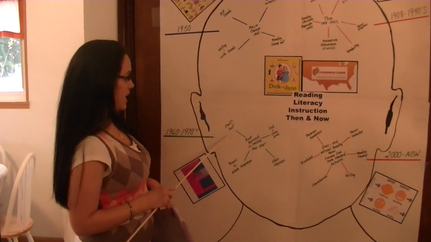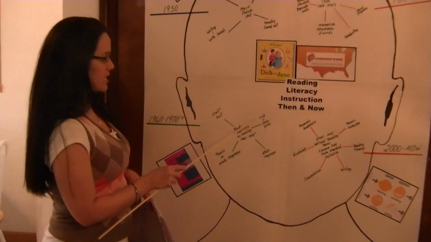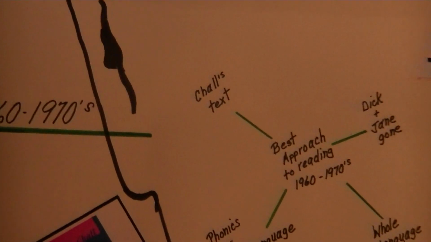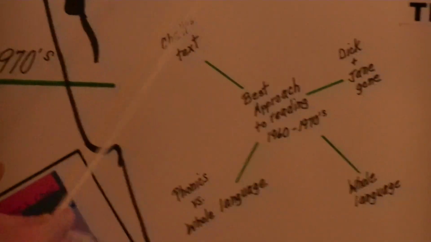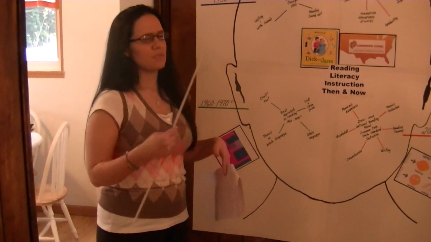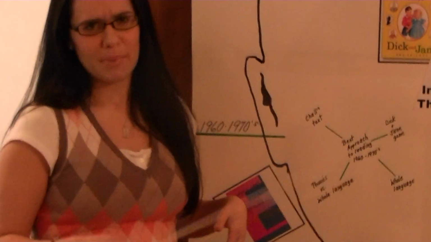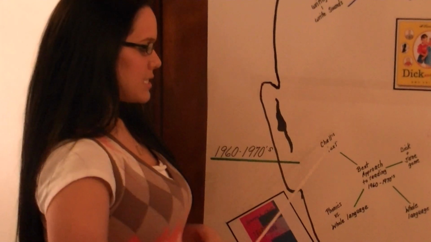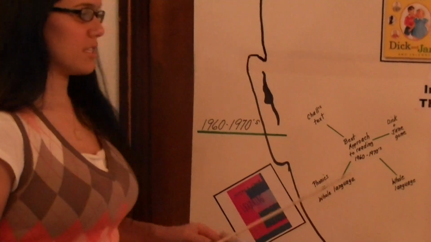And branching off of here, we start to see that Dick and Jane books are gone. Dick and Jane books was where the kids just basically read it. They memorized words in isolation, and it was very predictable, the text. It was very repetitious. But in the 1960s, 1970s, those books start to disappear.